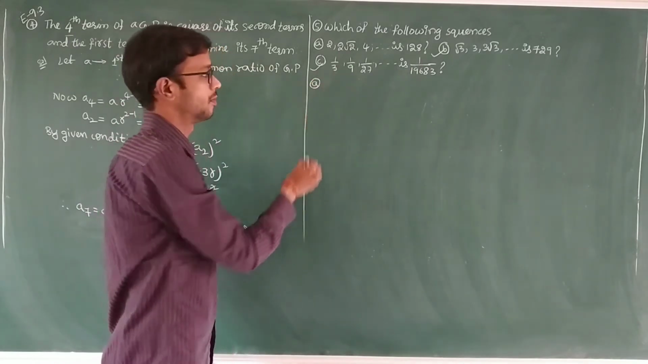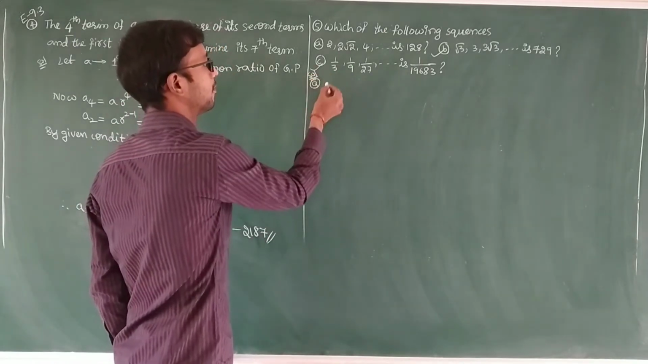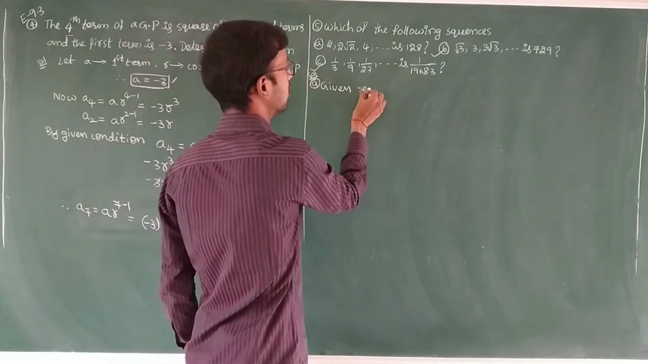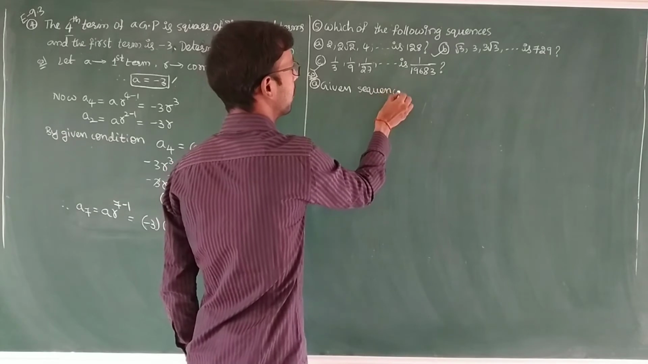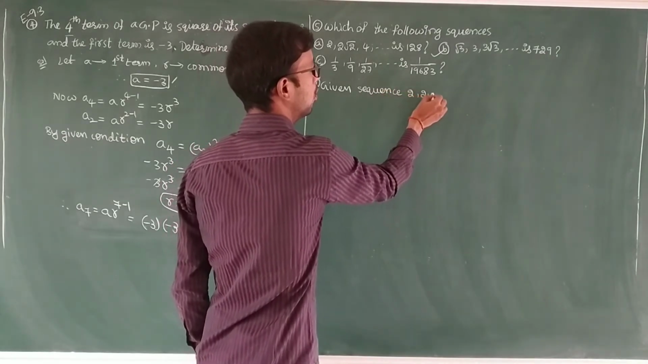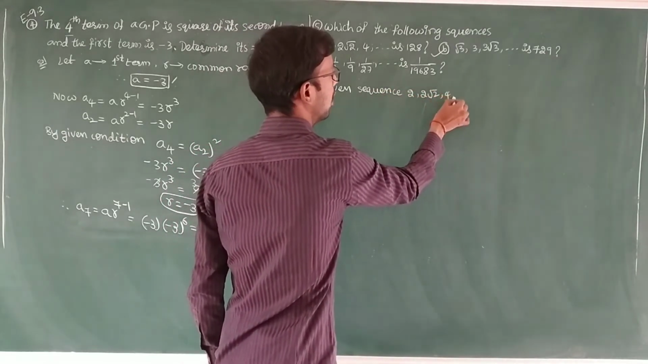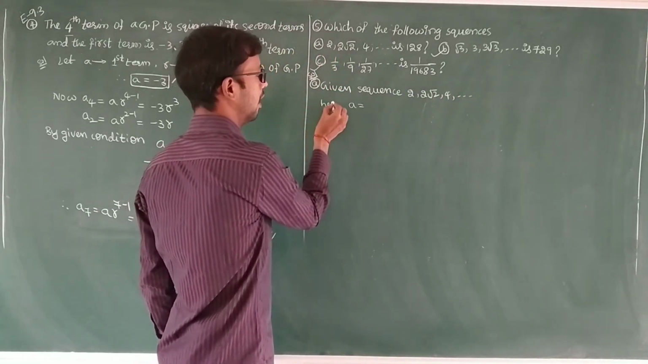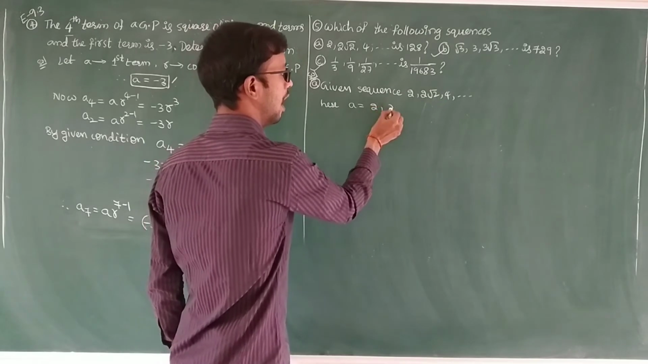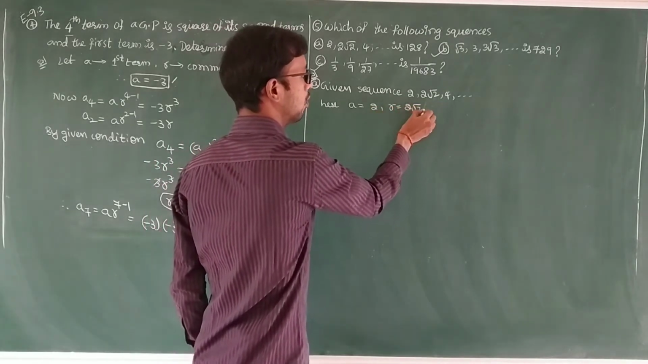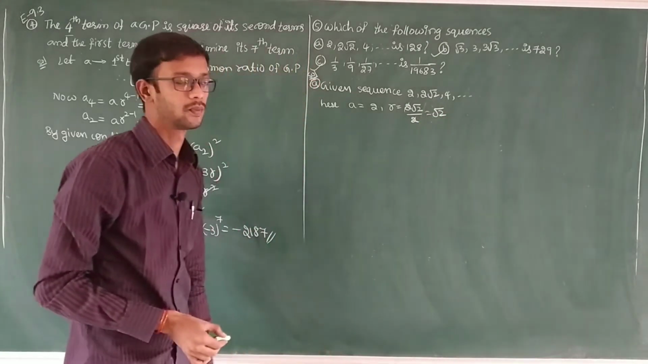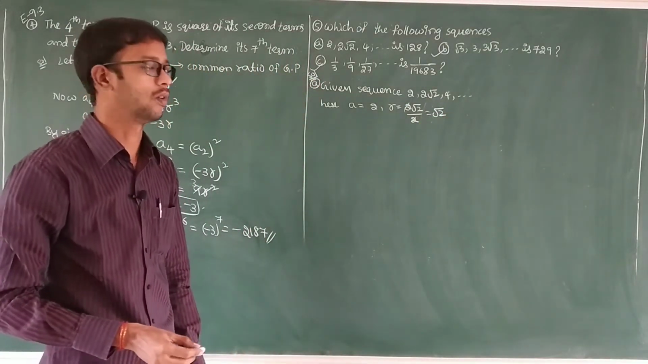Same, similar problems here. Solution. Given sequence: 2, 2 root 2, 4 and so on. Here a is equal to 2, r is equal to 2 root 2 by 2, that is root 2. Common ratio we know.